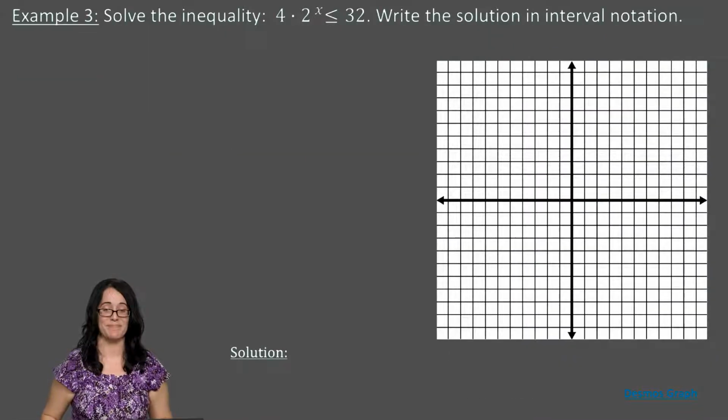Okay, let's see how you did. We have example 3, solve the inequality: 4 times 2 to the x is less than or equal to 32. Write your solution in interval notation. What was our first step?